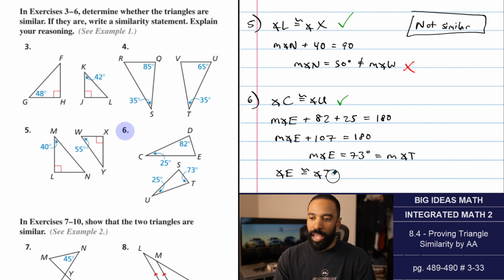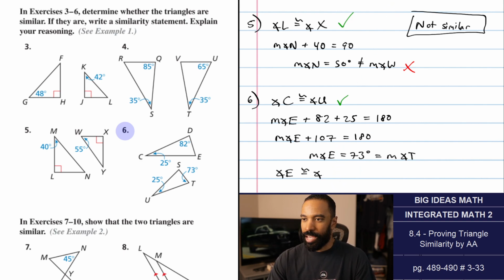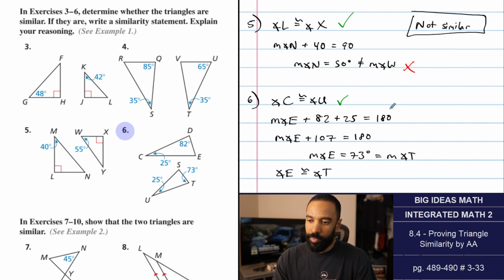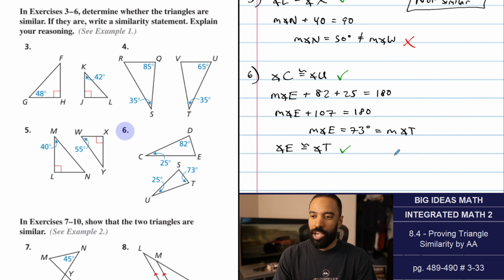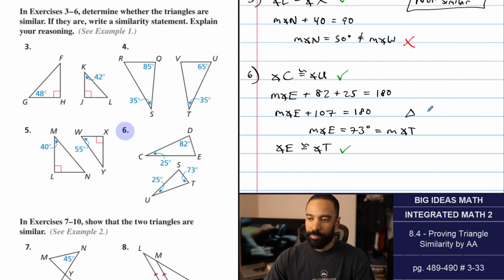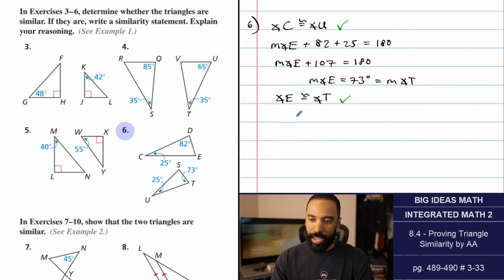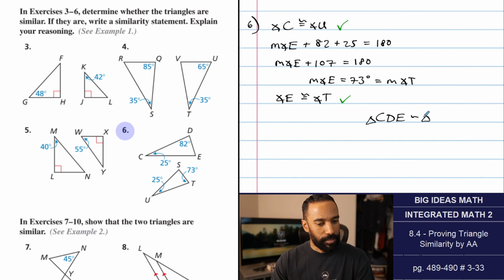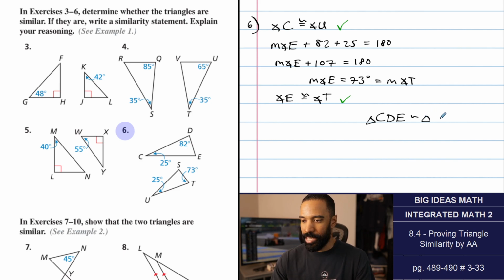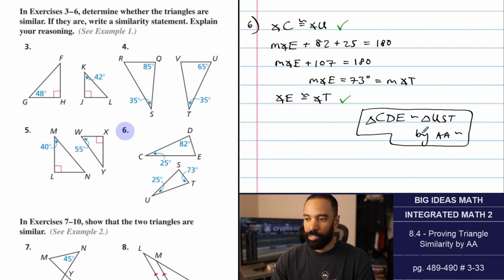I don't know why I wrote a J. And then that must mean that D is congruent to S, but we're not working that out. Angle T, that also checks out. So my similarity statement by angle can be something like triangle CDE is similar to triangle UST by angle. Okay. Moving on.